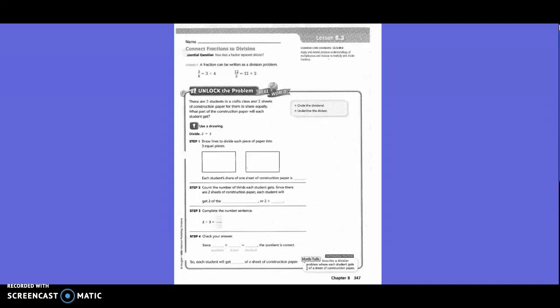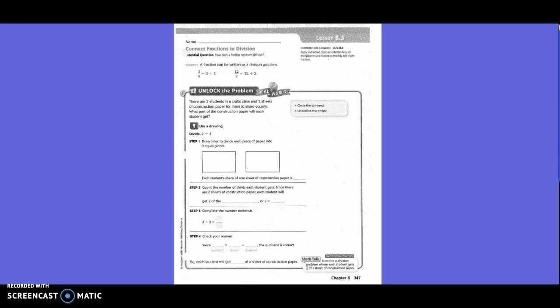Fifth grade, chapter 8, lesson 3, connect fractions to division, unlock the problem. There are 3 students in a crafts class and two sheets of construction paper for them to share equally. What part of the construction paper will each student get? So circle the dividends. So what are we going to be dividing?